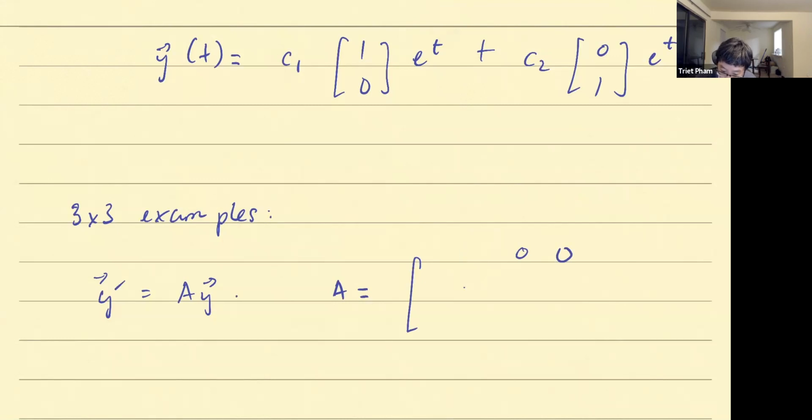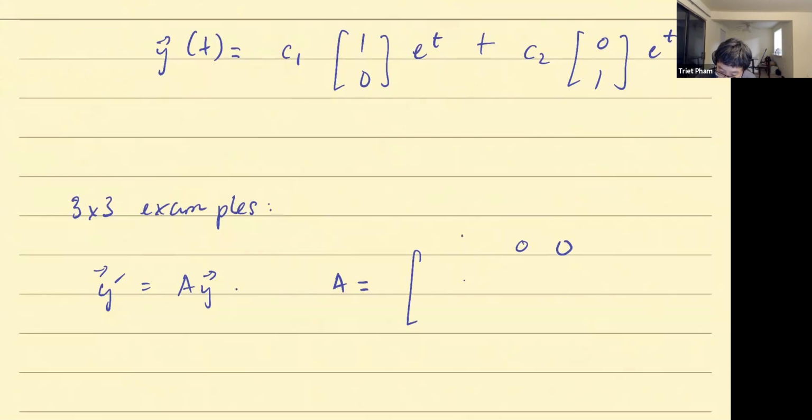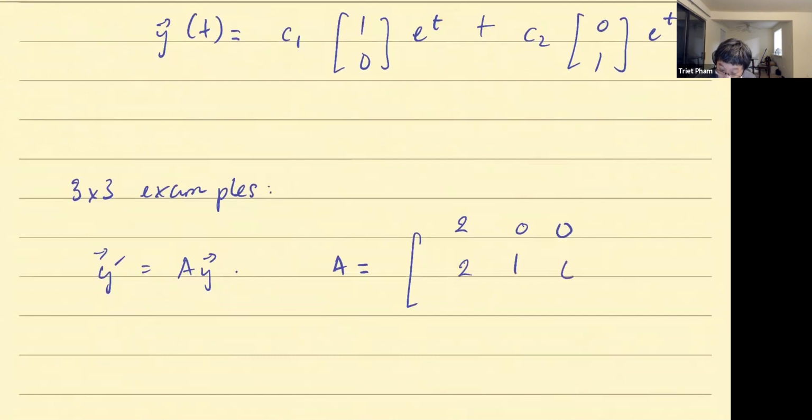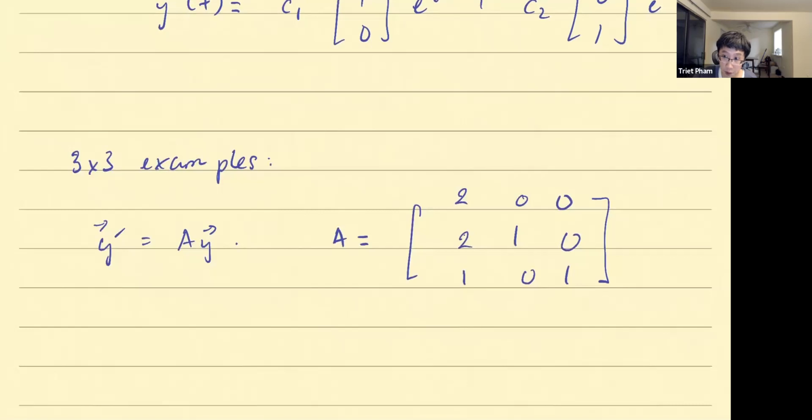Let's say A is the matrix with rows 2, 0, 0; 2, 1, 0; 1, 0, 1. We looked at this before when we looked at eigenvalues and eigenvectors in general. Let's first look at the eigenvalues and eigenvectors of this matrix. Lambda is 2, 1, 1 because it's a lower triangular matrix.